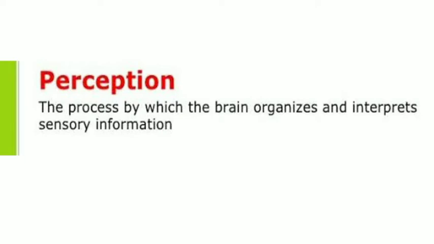So, perception is the process by which a brain organizes and interprets the sensory information. Anything that comes from our sensory organs, that our brain organizes and interprets, is known as perception. Earlier I explained to you that perception is a combination of what? It is a combination of our sensation, which comes from our sensory organs, plus our past experiences.